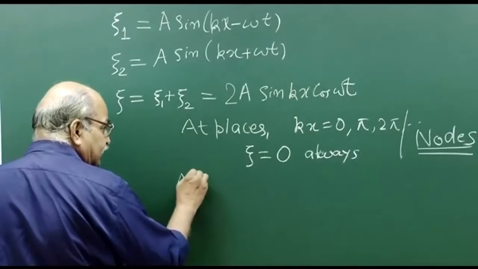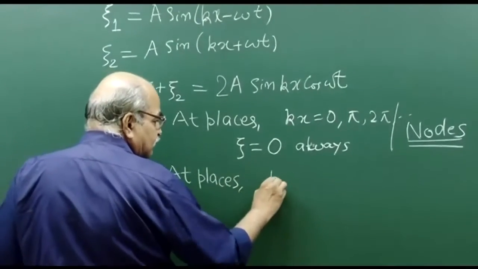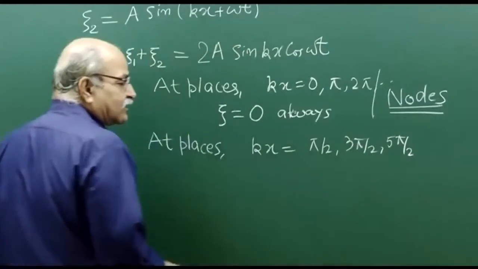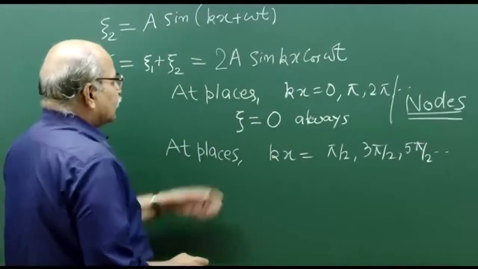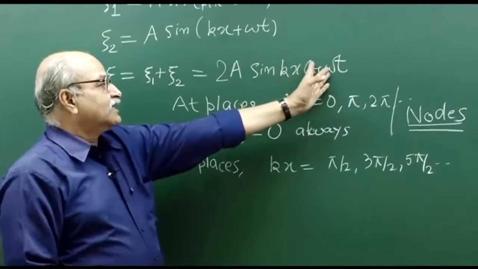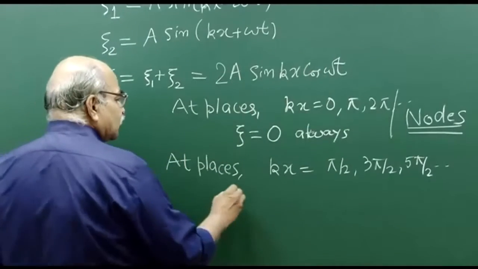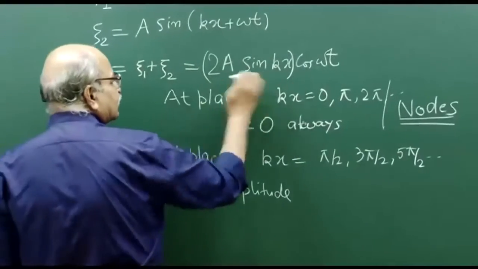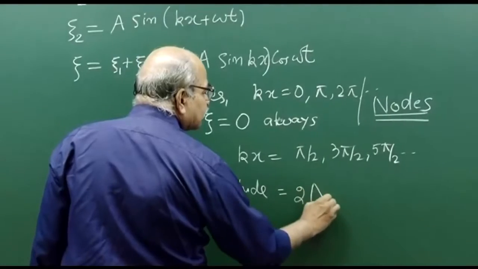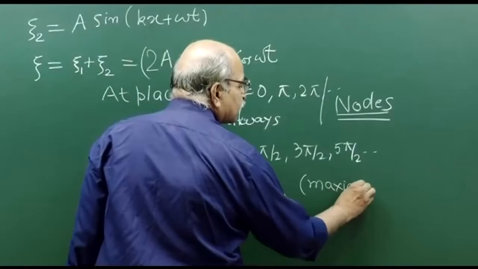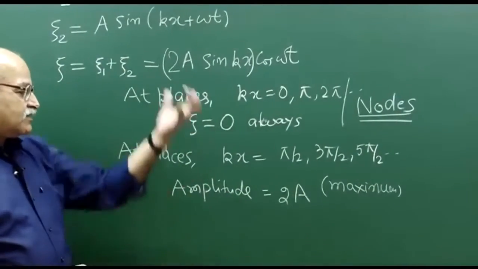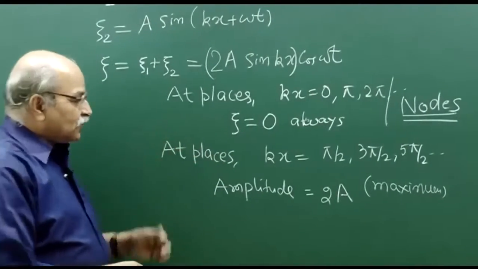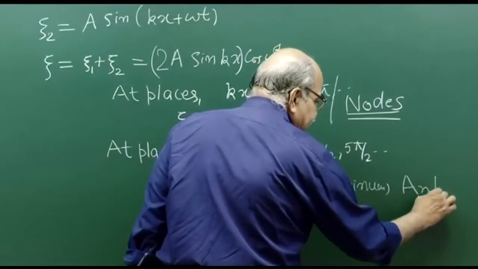And then you have other positions midway between these, where kx is pi by 2, 3 pi by 2, 5 pi by 2, odd integral multiple of pi by 2. In that case, this is always 1 or minus 1, it does not matter, because this is anyway going from plus 1 to minus 1, minus 1 to plus 1. So, here the amplitude of oscillation, this cos omega t is the time variation and this is the amplitude. So, this amplitude will be 2A maximum. So, at certain positions particles are vibrating with large amplitudes, at certain other positions they are not vibrating at all, in between they have smaller amplitudes and so on. These maximum amplitude positions are known as antinodes.